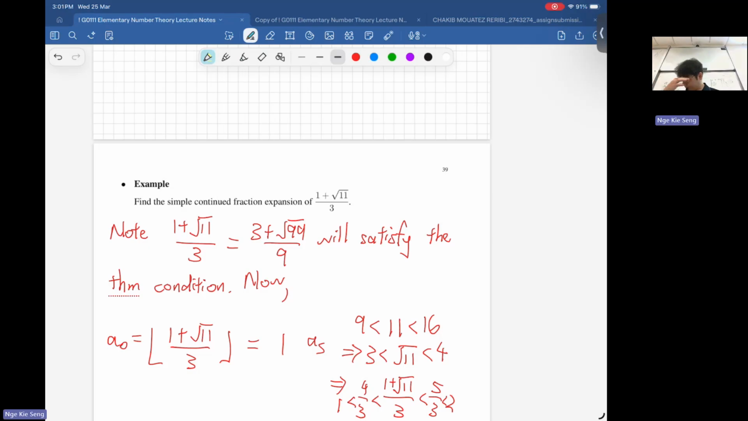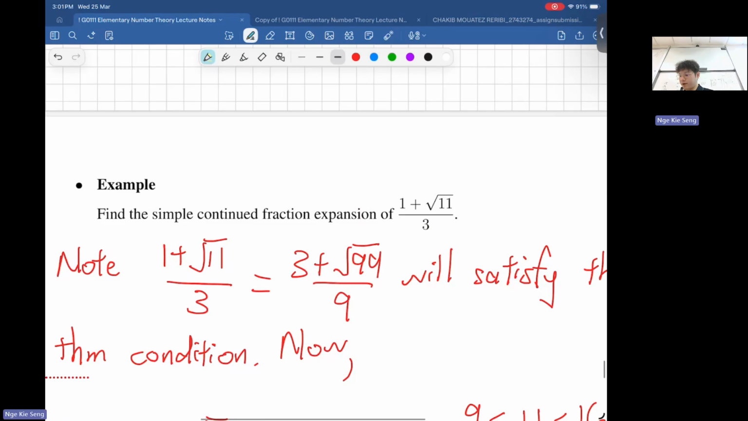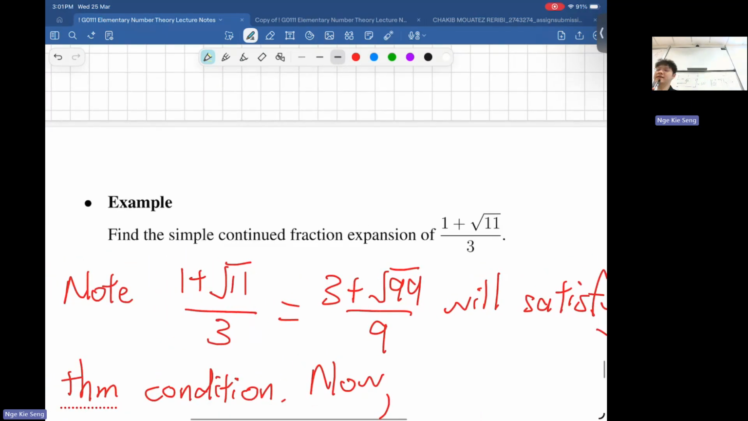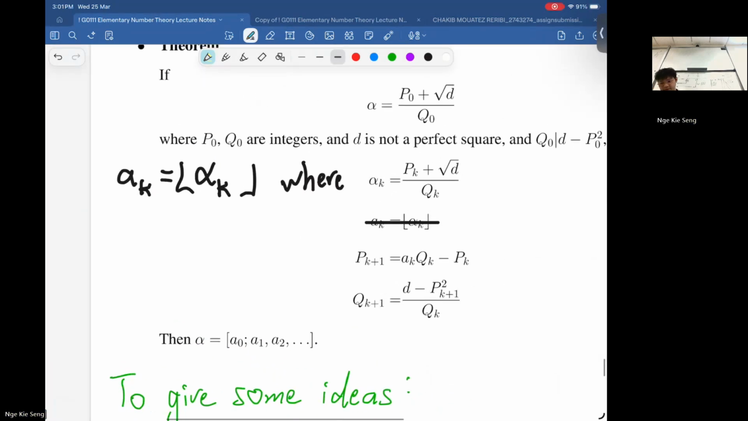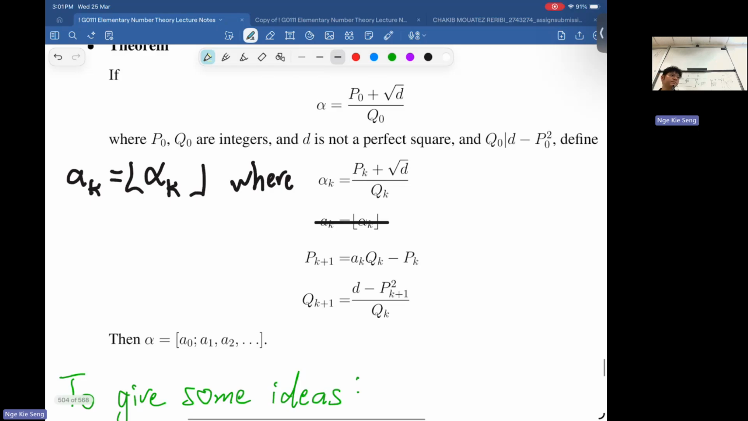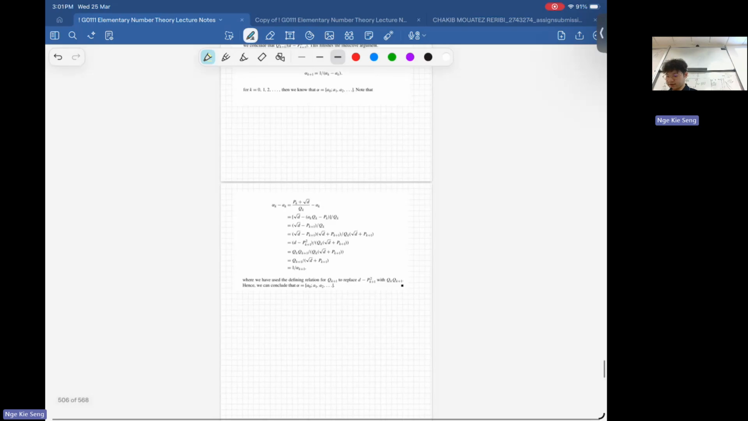Okay, as a warm up, how about we do this question again? Yesterday we didn't do this question, right? You can use the usual continued fraction to find the expansion, or you can use this theorem to help you. Okay, yeah, use any of them. And let's spend 5 minutes to calculate for this question here.